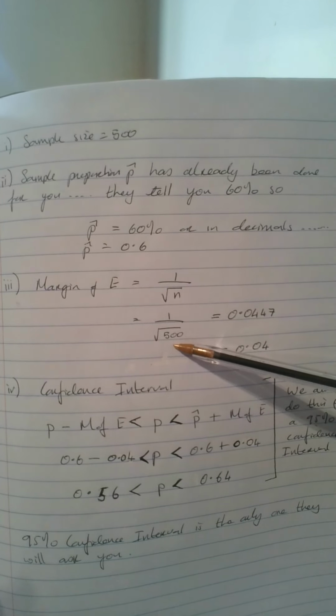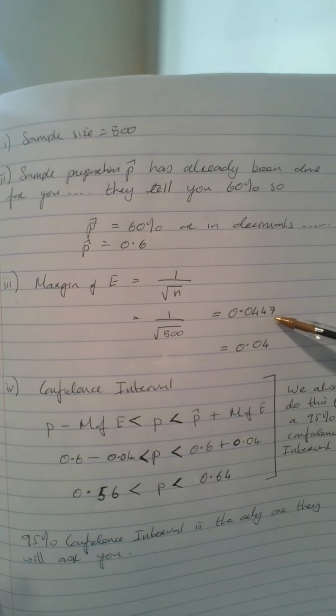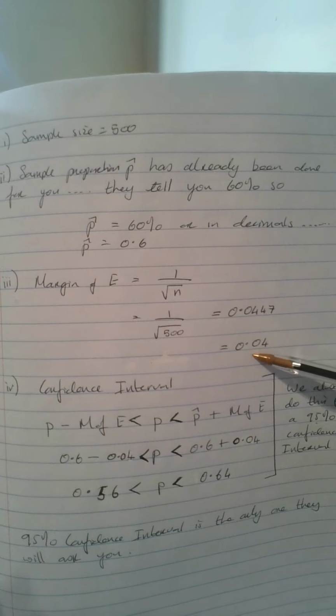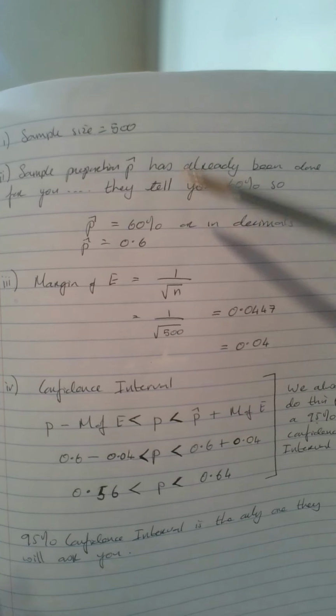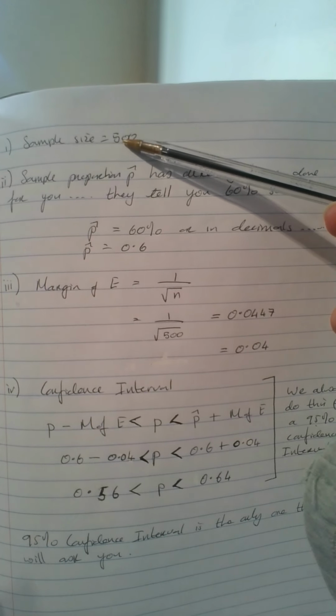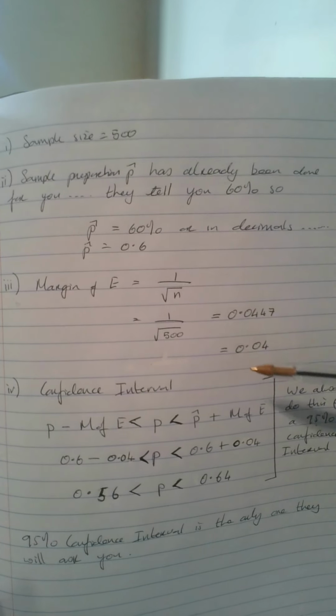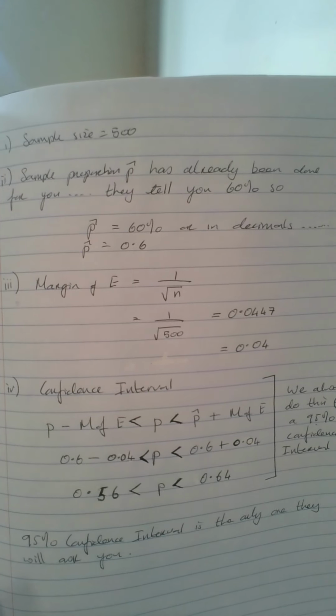So 1 all over the square root of 500 gives you 0.0447, which to 2 decimal places is 0.04. That's quite a low margin of error. So there's a lot of people being sampled in this survey about the supermarket shopping. 500 is quite a lot. So there's quite a low error of 0.04. That's 4%. That's pretty good.